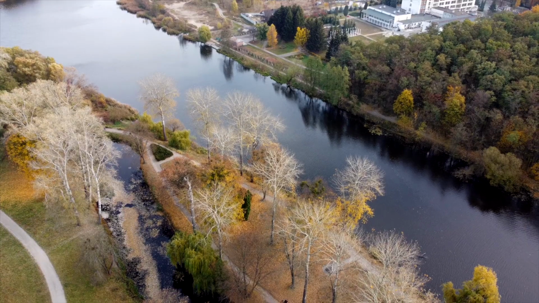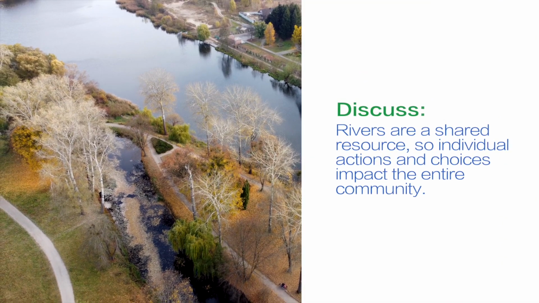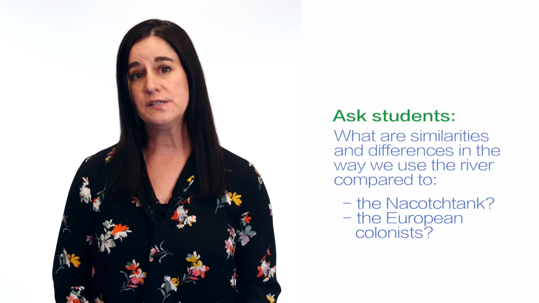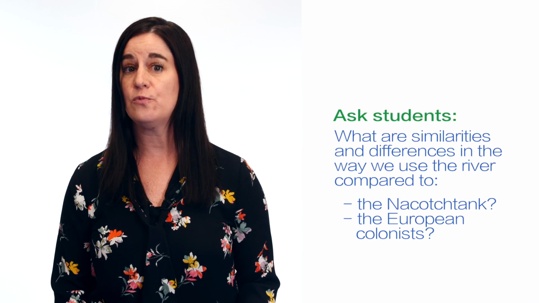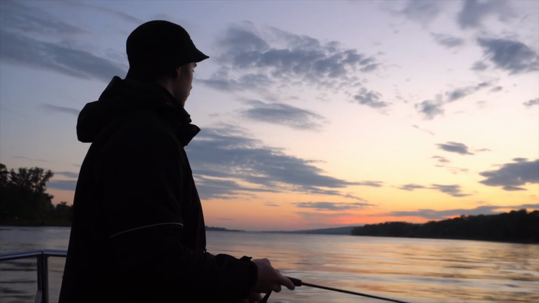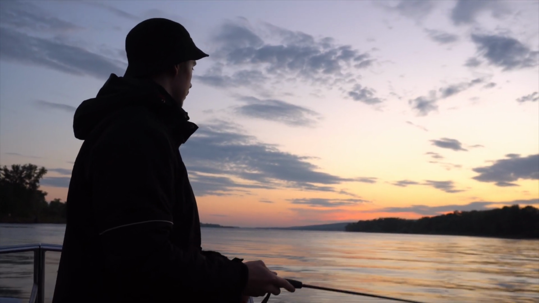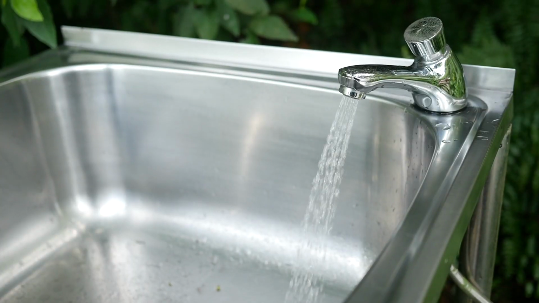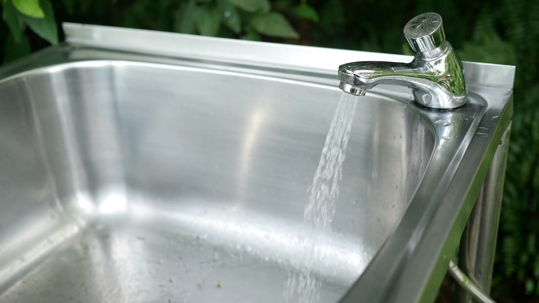Discuss how rivers are a shared resource, so individual actions and choices impact the entire community. Everyone played a role, either directly or indirectly, in polluting the Potomac River. Ask students, what are similarities and differences in the way we use the river compared to the Nacotchtank people and the European colonists? Students may recognize direct similarities like transportation and food, but may not realize that the water they use every day from their tap also may come from a local waterway.